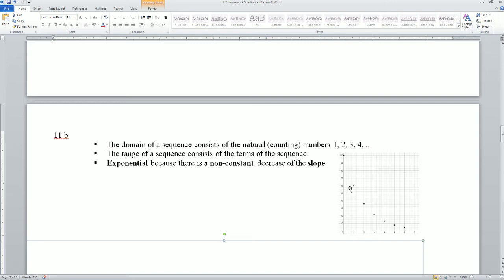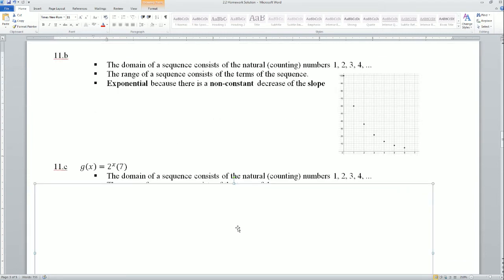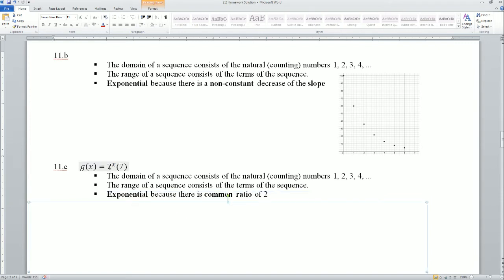Do you see how it's dramatically decreasing down? 11c. Here we have the domain of the sequence consists of all natural numbers, counting 1, 2, 3, and 4. The range of a sequence consists of the terms in the sequence. It's exponential because this is the explicit form for the exponential. The common ratio here is 2. The starting term is 7.